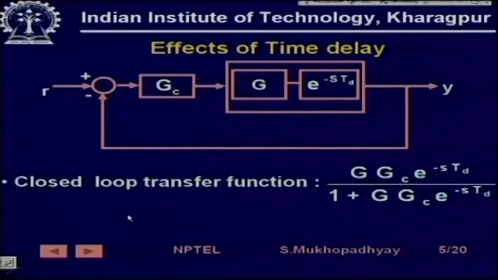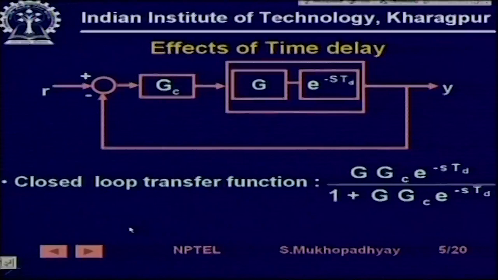So the closed loop transfer function is very obvious. That is GGC e to the power minus STD divided by, this is the delay. So let's try to look at this transfer function and understand what is happening.